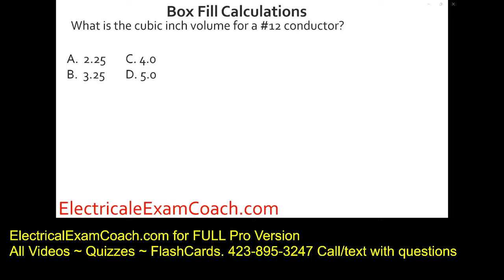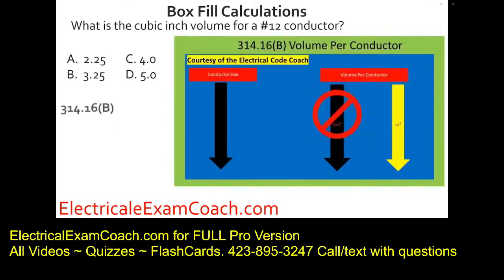What is the cubic inch volume for a number 12 conductor? Head back to 314.16(B), start on the left-hand side and find our size conductor, then cross over to the cubic inch volume, and it's stating that every number 12 that's in that box, according to the count, which we're getting ready to learn, takes up 2.25 cubic inches of that box.